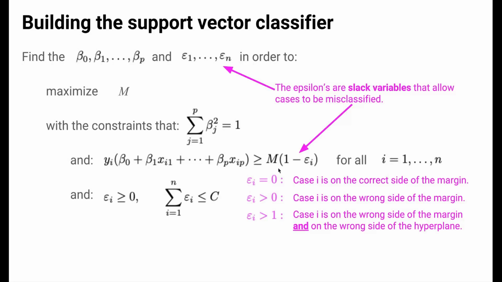So when epsilon is greater than 0, this quantity on the right will be less than m, and this will be the case when case i is on the wrong side of the margin. It may be on the correct side of the hyperplane, but it's not past that m distance. It's not past the margin. And finally, when epsilon i is greater than 1, then this quantity, m times 1 minus epsilon, becomes negative. And in this case, case i is on the wrong side of the margin and on the wrong side of the hyperplane. So it's completely misclassified.